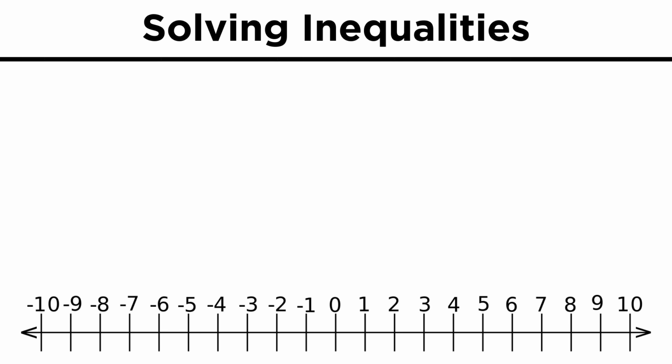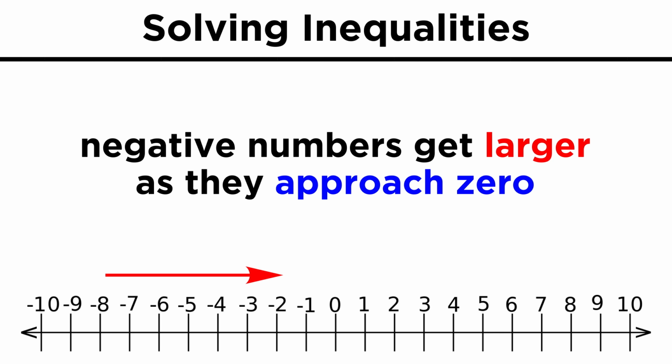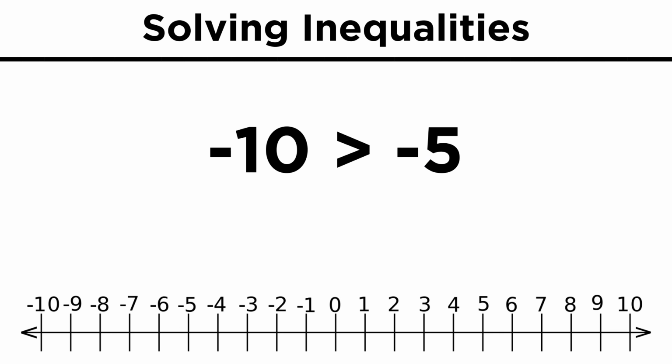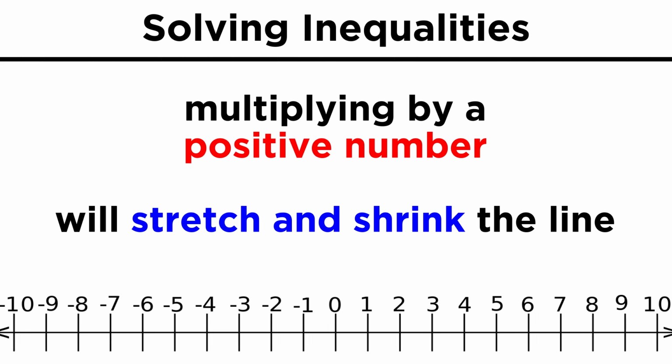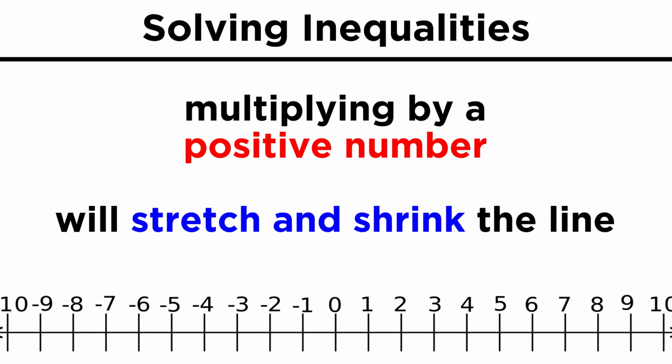One way of rationalizing this is by looking at a number line. First, let's remember that negative numbers closer to 0 are larger than negative numbers farther away from 0. So although it may for a moment seem like negative 10 is bigger than negative 5, it's actually the other way around. Then we must understand that when we multiply and divide these values by positive numbers, we are just stretching and shrinking the line as it is.